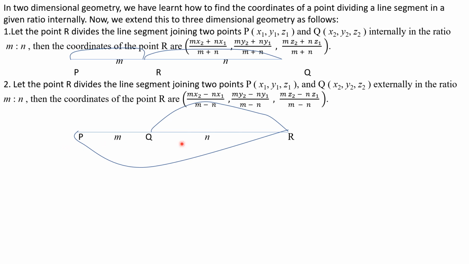Now see this figure, my children. Here this is the line segment PQ. Here R is an external point. It is not lying between the points P and Q, and it is dividing like this. PR to QR: PR is m units and QR is n units. Then we say that PR is to QR is equal to m is to n. Understood this point, my dear children? Right.